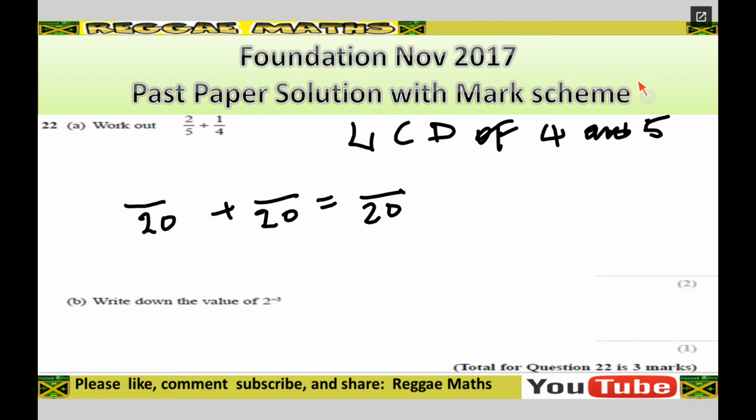So what did I times by 5 to get 20? The same thing I do to the bottom, I do to the top. Now we add 8 plus 5, which is equal to 13. So the answer is 13 over 20.